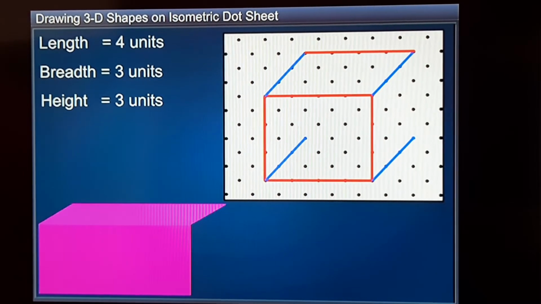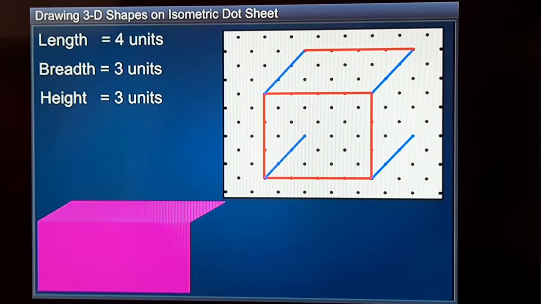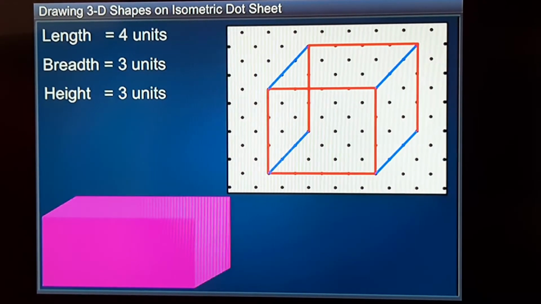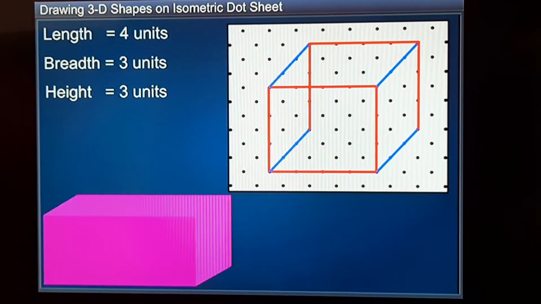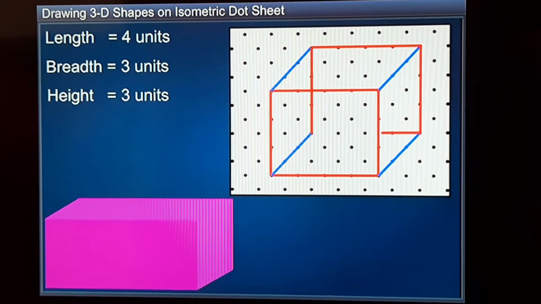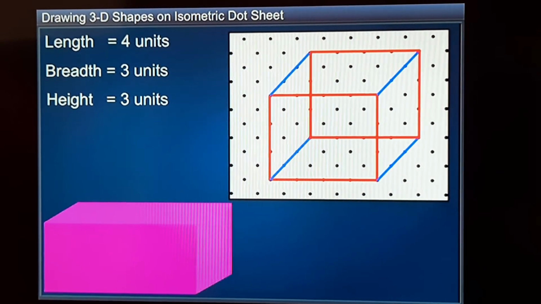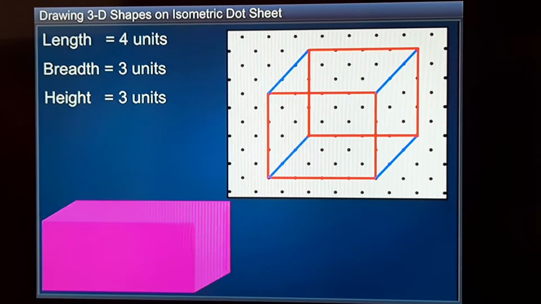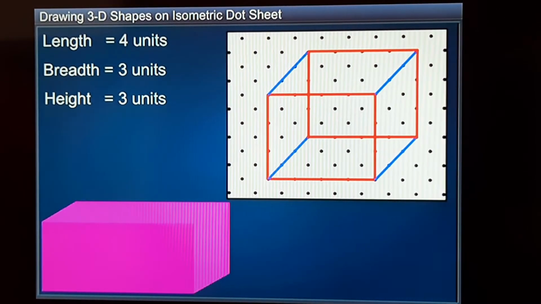A line is drawn to form the top face of the cuboid. Lines are drawn as shown to form the lateral faces of the cuboid. Draw a line to complete the cuboid. The isometric sketch of the cuboid is complete with exact measurements.